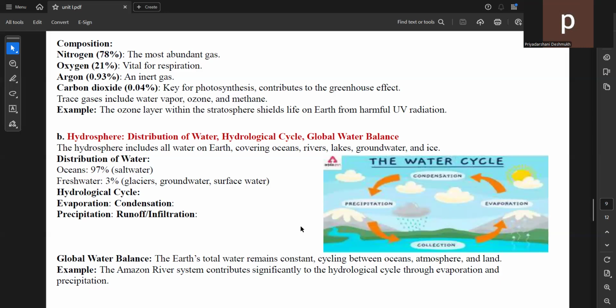The next is the global water balance. Here, the earth's total water remains constant, cycling between the ocean, atmosphere, and the land. For example, the Amazon river system contributes significantly to the hydrological cycle through evaporation and precipitation, meaning the formation of rain. The rains are the precipitation.